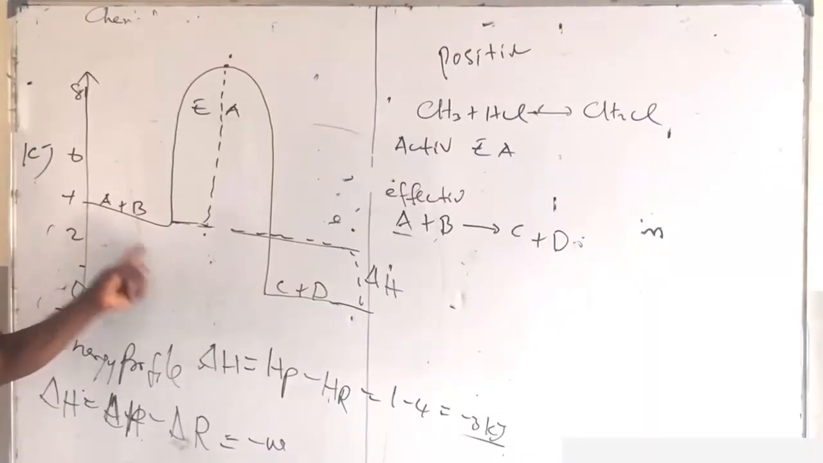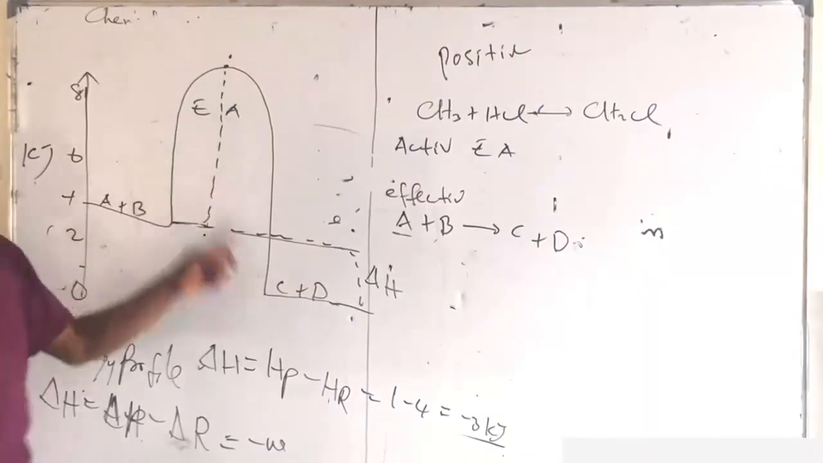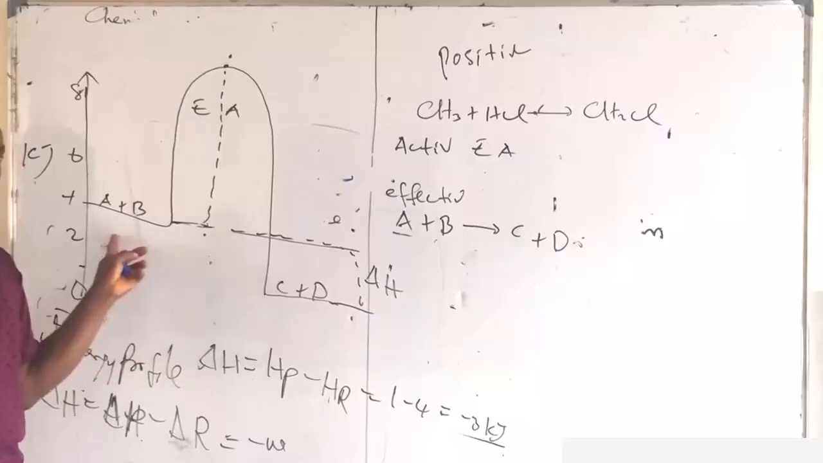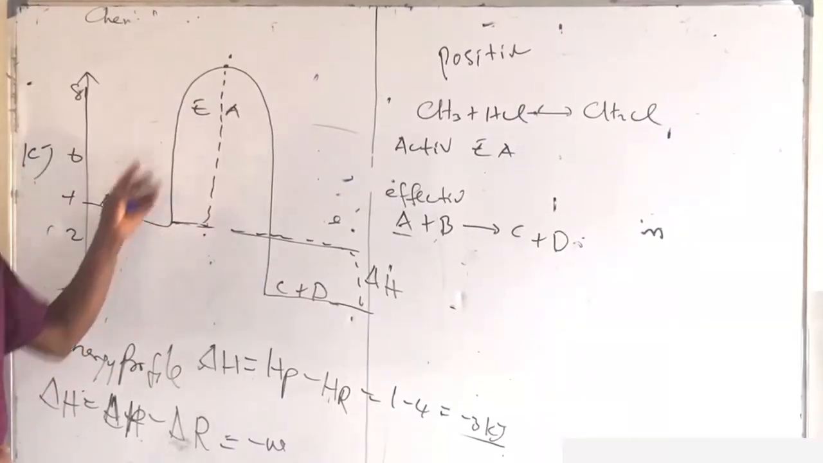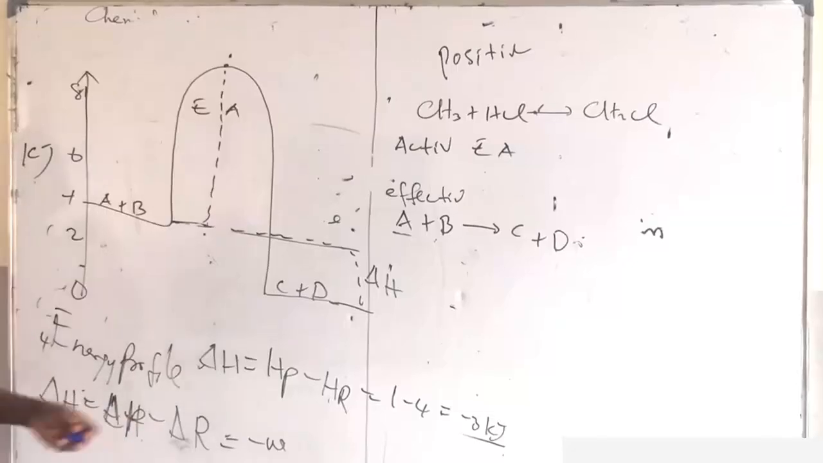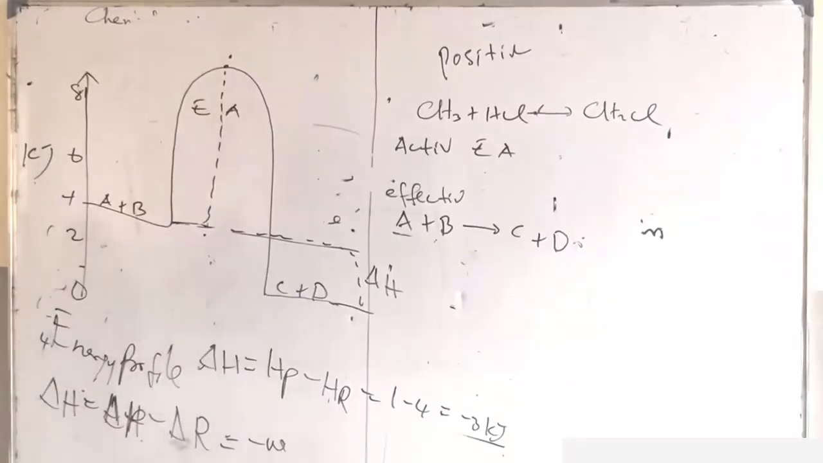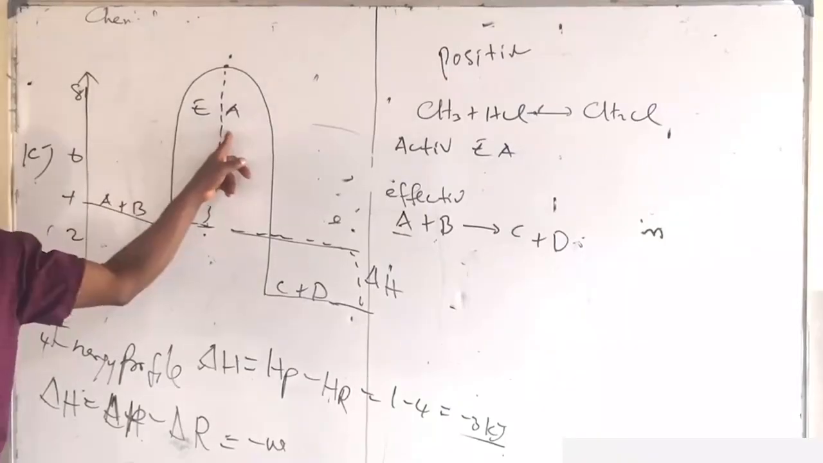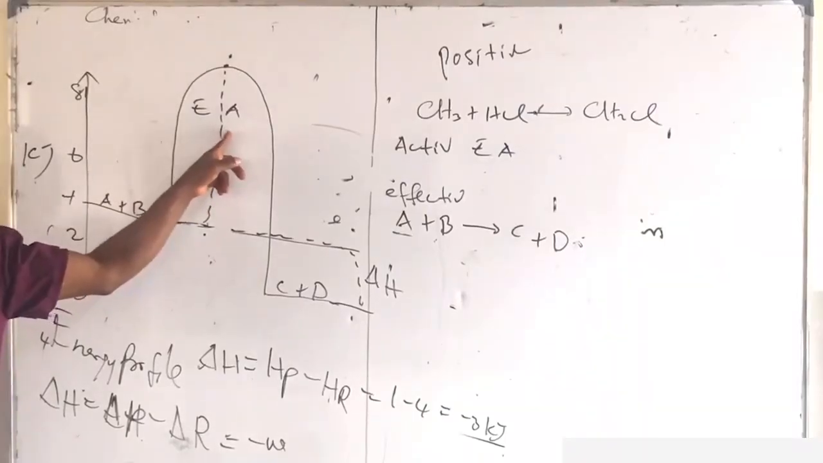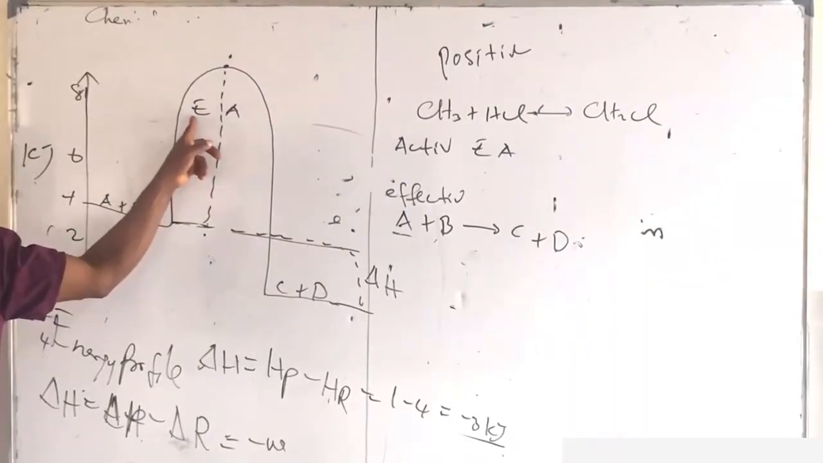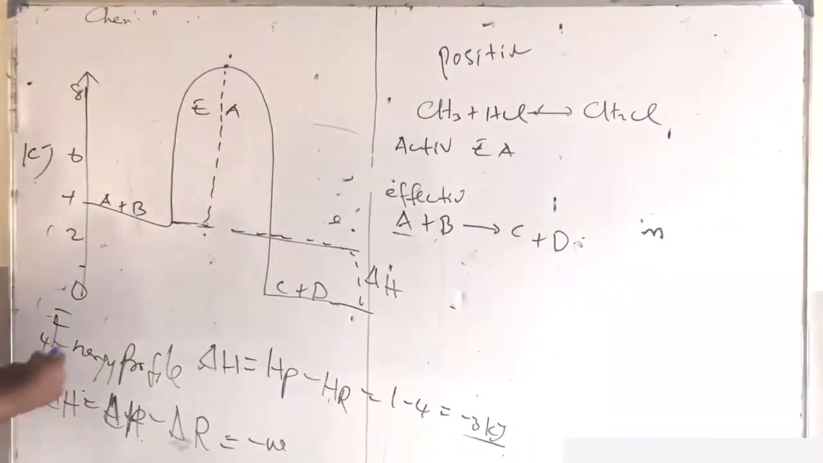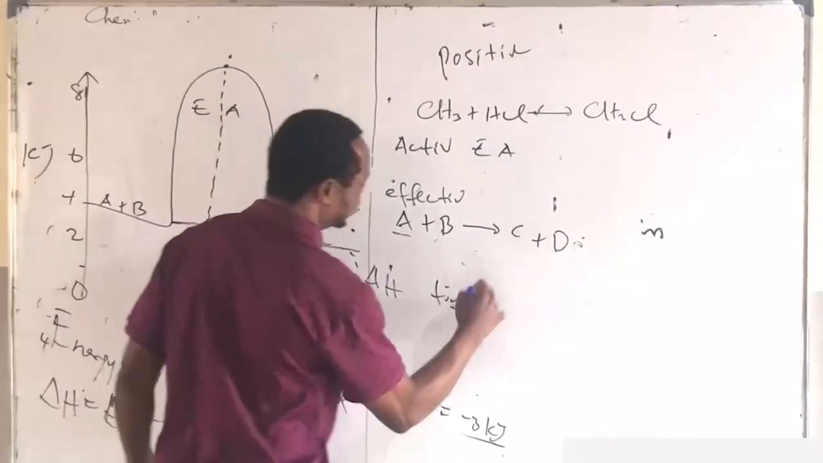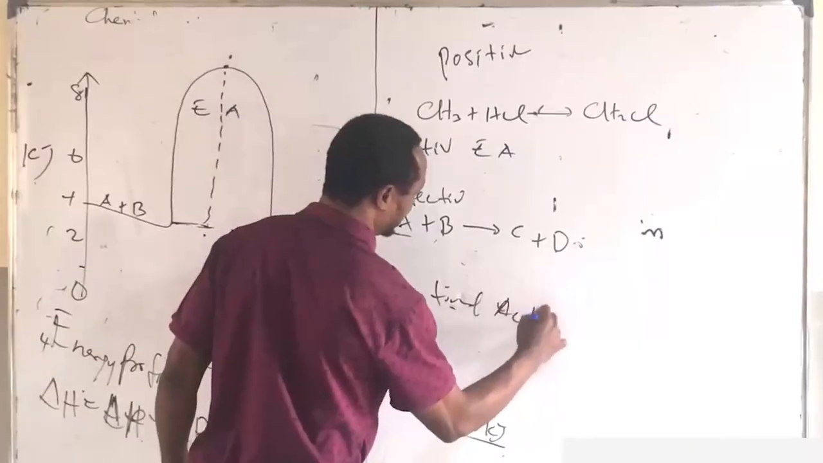Exothermic reaction. Even without solving it, if the product is formed below the reactant, it's also known as an exothermic reaction. Even by seeing the diagram, you know. You may also be asked to find the energy of activation, this EA here, from the diagram. How will you get it? This EA. So you find number 2, the activation energy.